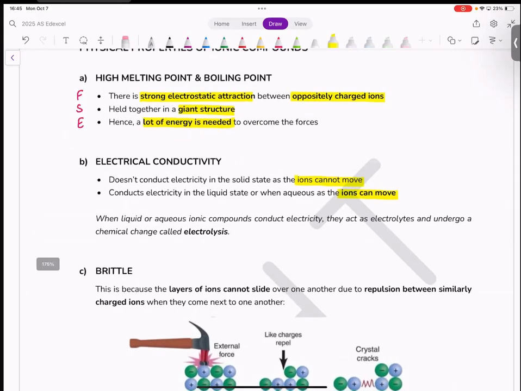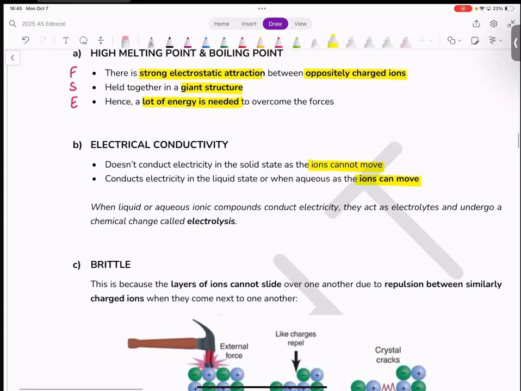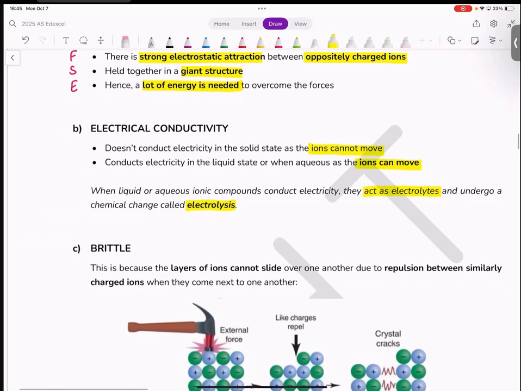Right, you all did this in AS, IGCSE as well. When liquid or aqueous ionic compounds conduct electricity, they act as electrolytes and undergo a change called electrolysis, which you learned last year, but you don't have it again this year in AS, or even in A2 almost. Once in a while it comes in A2, but mostly not. But if I ask you something about electrolysis, you can't complain because some of the IGCSE students did it. If I ask you something basic in math that you did in grade 6, you wouldn't complain. You get my point? So they don't do that too much. I'm just saying you can't complain if they do.